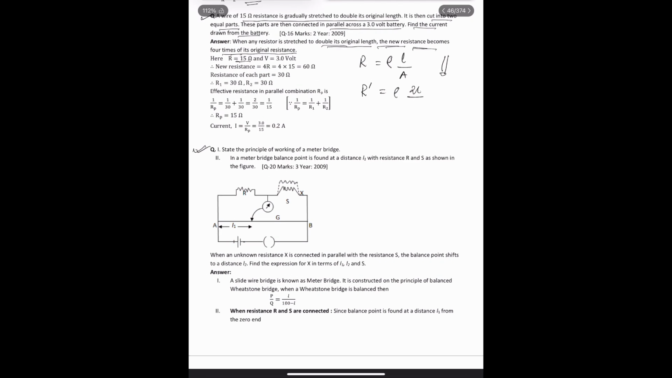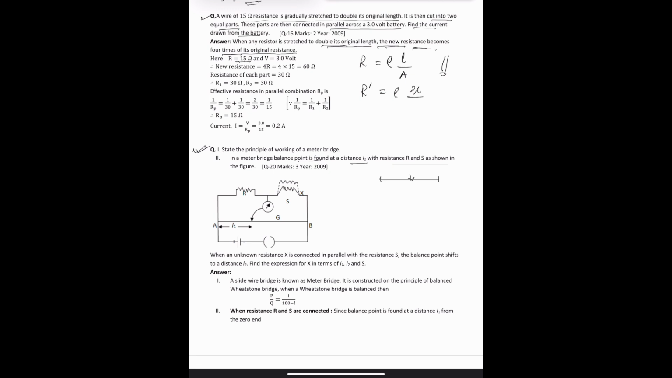In a meter bridge, balance point is found at a distance L1 with resistances R and S as shown in the figure. So meter bridge is actually just like a potentiometer. It has only 1 meter length of wire. This is the length of the wire of the meter bridge, and it is like a Wheatstone bridge. So suppose the balance point is found here.